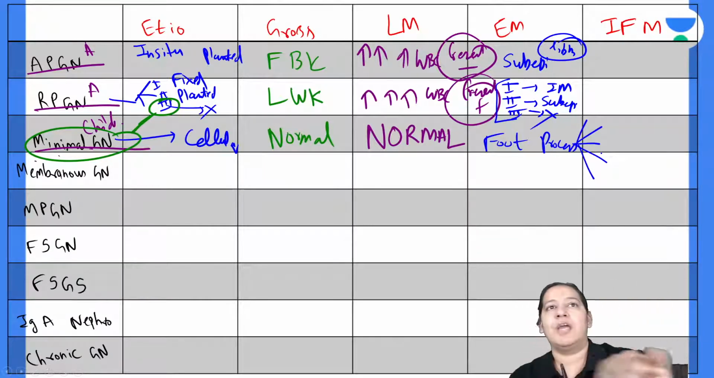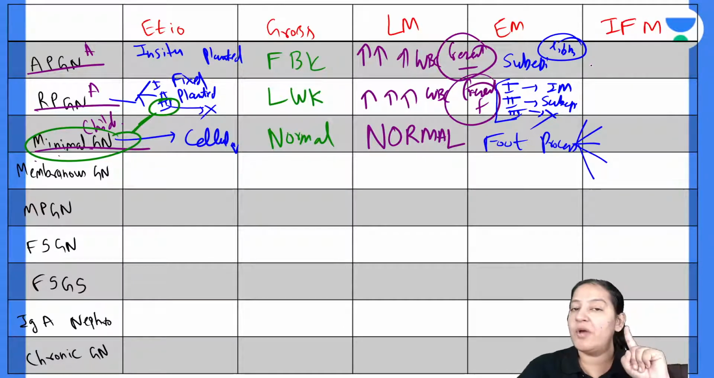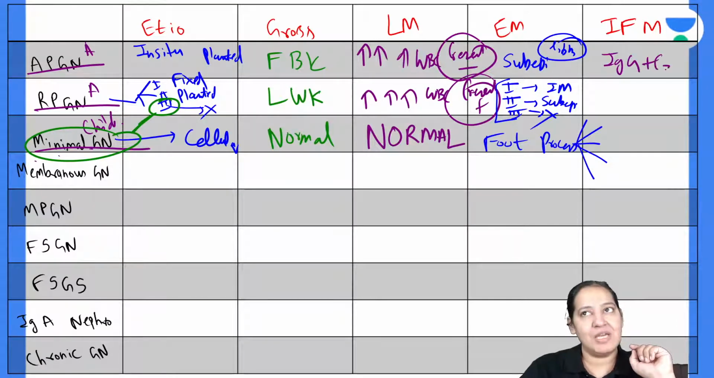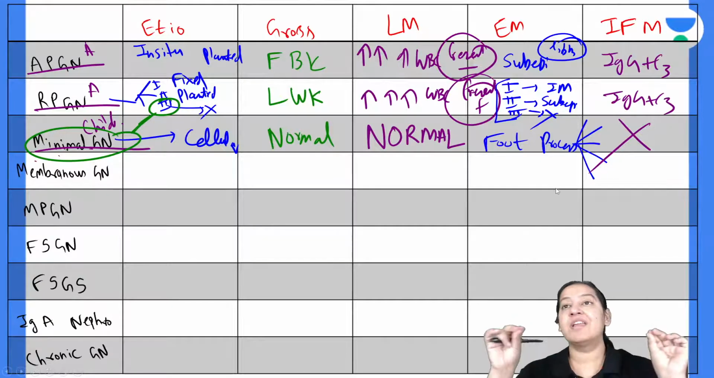Coming on last, immunofluorescence. Who will tell me the immunofluorescence of all? In APGN, in immunofluorescence you have to tell me the composition of the deposits. Here composition is IgG plus C3. Here also composition is IgG plus C3. But here no composition because no deposit. If there is no deposit, how will there be composition? That's it. Everyone give me a big thumbs up.